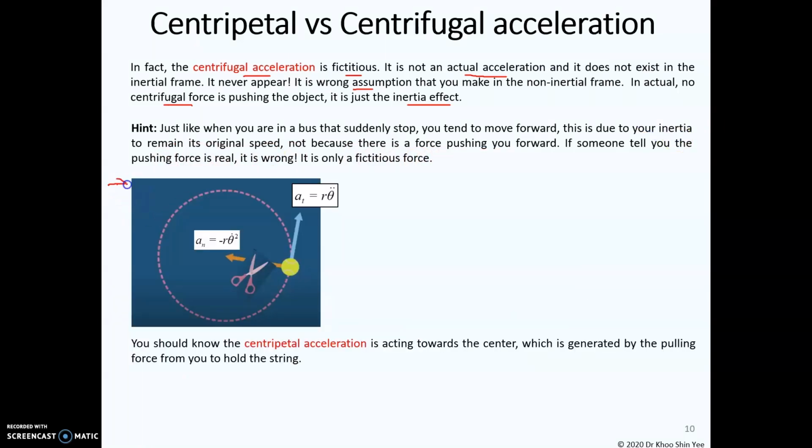Let's look back at our example. In this case, you should know that the centripetal acceleration is always true.